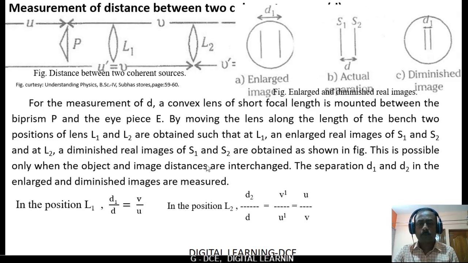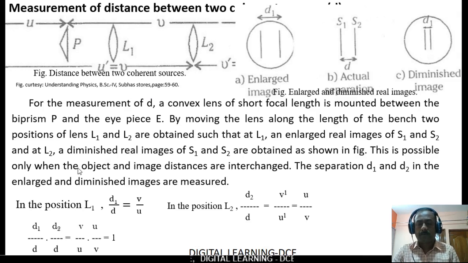Next, at the position L2, we move the lens towards the eyepiece, that is the position of lens L2. Then we get D2 by d equals v dash upon u dash. Here when the lens is moved from L1 to the position L2, the image distance becomes v dash and the object distance becomes u dash. Here object distance is u dash, image distance is v dash. Therefore it is equal to u by v. That is, v dash is replaced by u, that means u dash is equal to v.